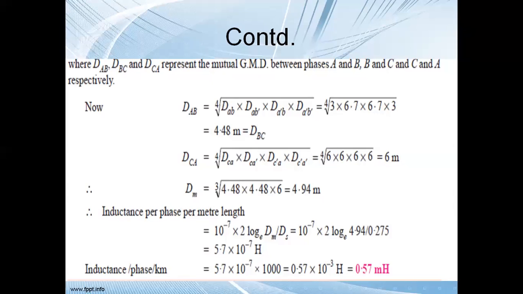If you know the mutual value and the self value, then it is very easy to calculate the inductance: 10 to the power minus 7 into 2 into log of DM by DS. Just do this calculation, whether you are getting it or not.